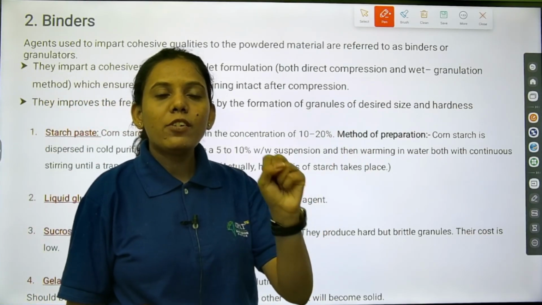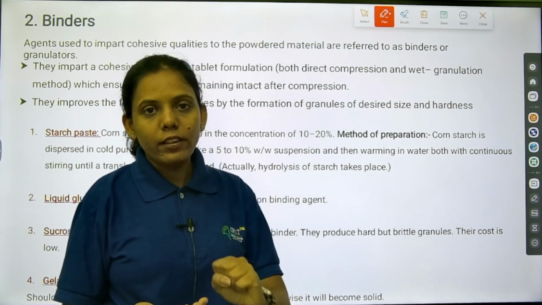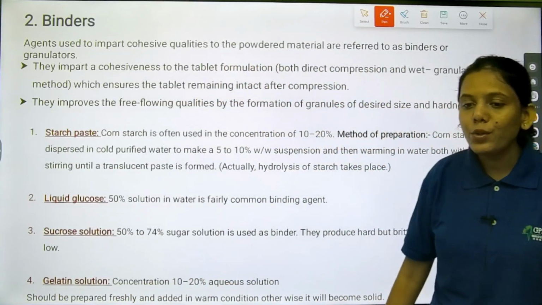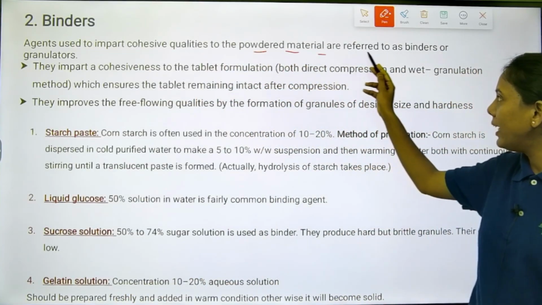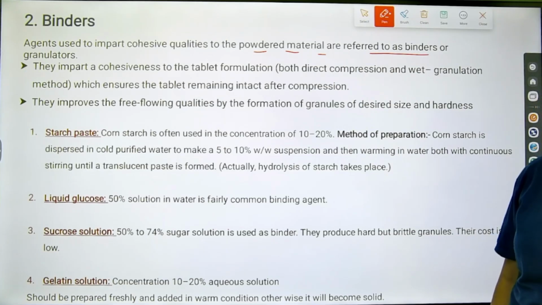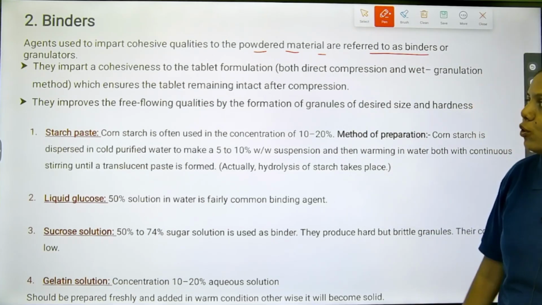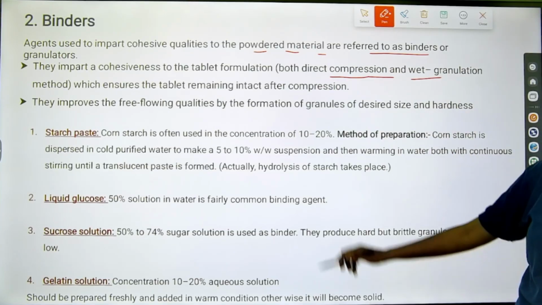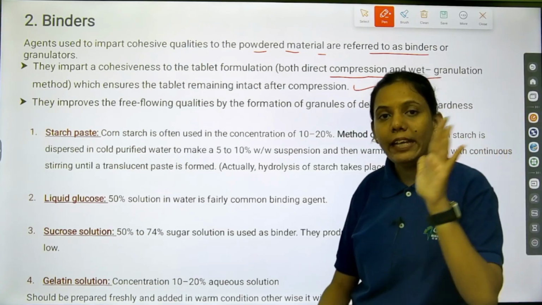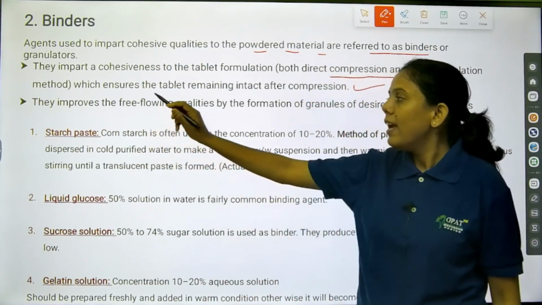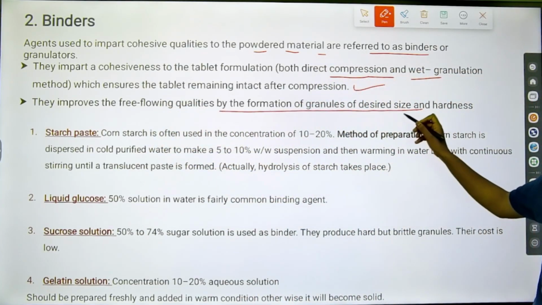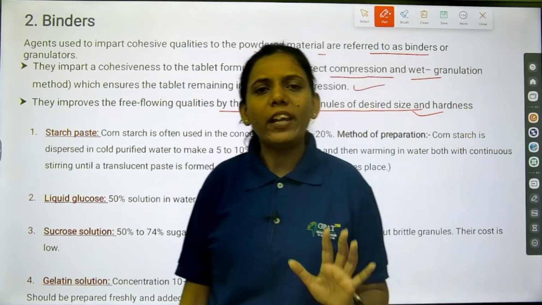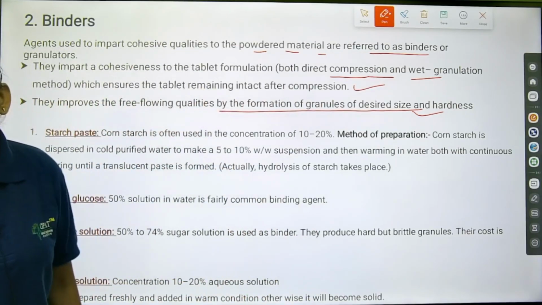When a granule is formed, 3-4 particles are sticking together, which means a cohesive force is present between them. The agents used to impart cohesive qualities to the powdered material are referred to as binders or granulators. They impart cohesiveness to the tablet formation by both direct compression and wet granulation, and this ensures that the tablet remains intact even after compression. They improve free flowing properties by the formation of granules of desired size and hardness. A definite size is required, and you can even pass it through a sieve to get uniform size.